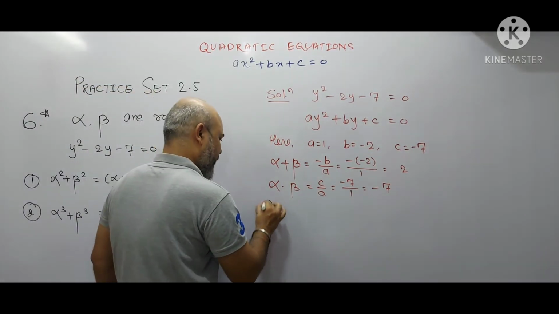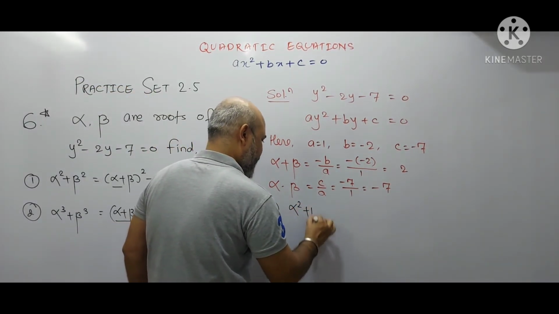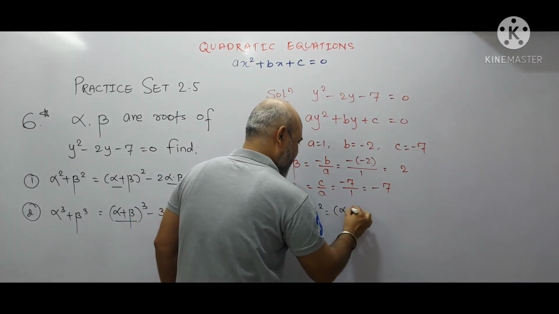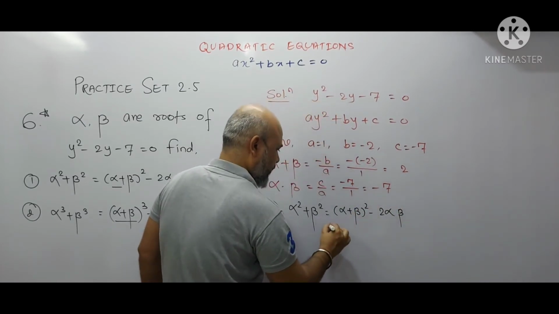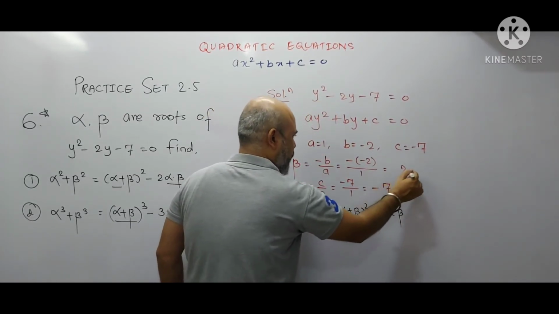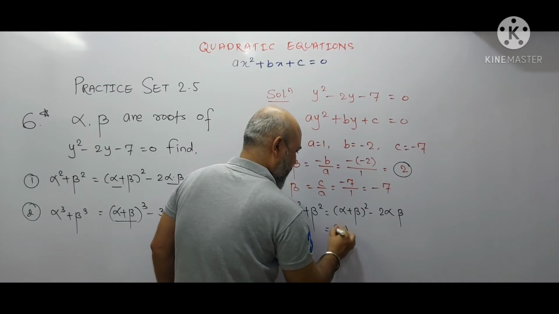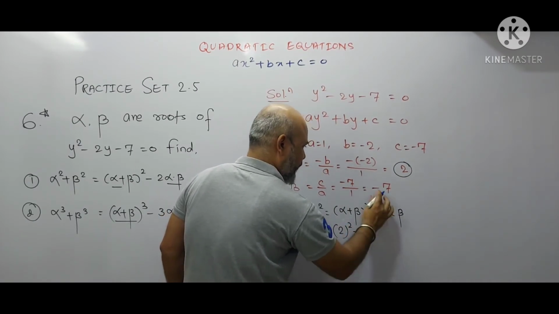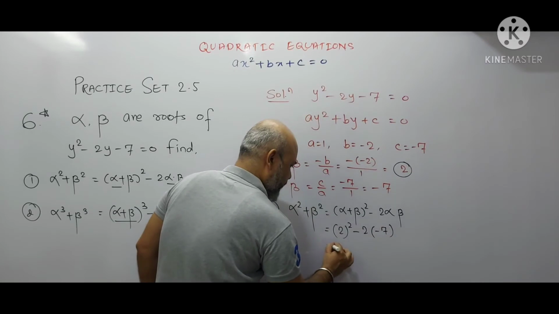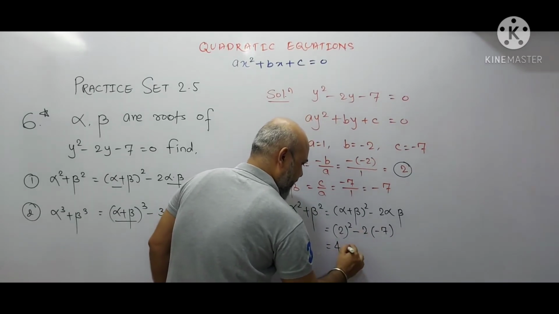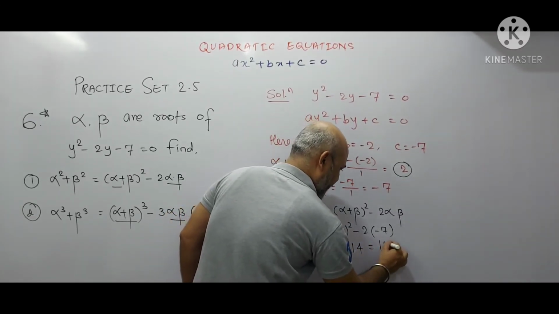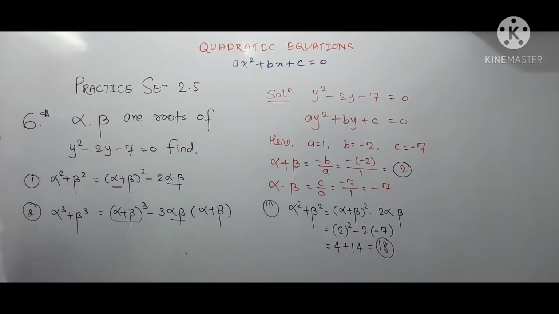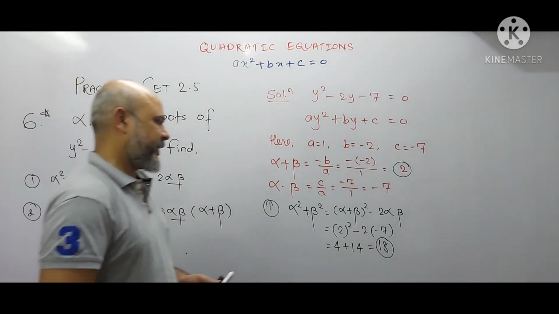So first we'll find the value of alpha square plus beta square. We'll use the formula: alpha plus beta the whole square minus 2 alpha into beta. What is alpha plus beta? 2, square, minus 2. What is alpha into beta? Minus 7. So this will be 4 minus minus, plus 2 sevens are 14. So 14 plus 4 is what? 18. Okay. So what is the value of alpha square plus beta square? Alpha square plus beta square is 18.